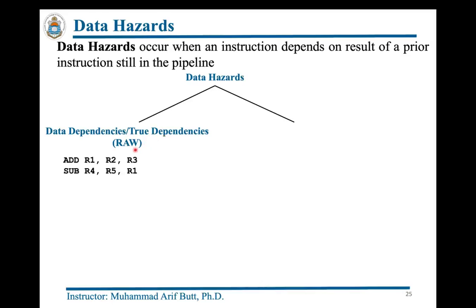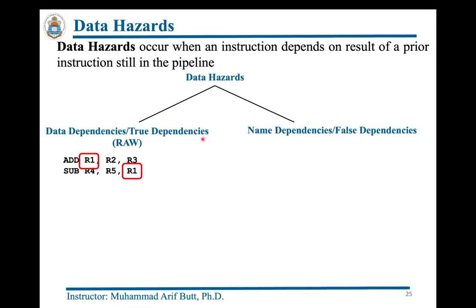Let me explain this with the help of an example. This subtract instruction is data dependent on this add instruction, because the add instruction is producing a result R1 which is being used by the subtract instruction. This is our read after write hazard. The implication of this hazard will be described on the upcoming slide.